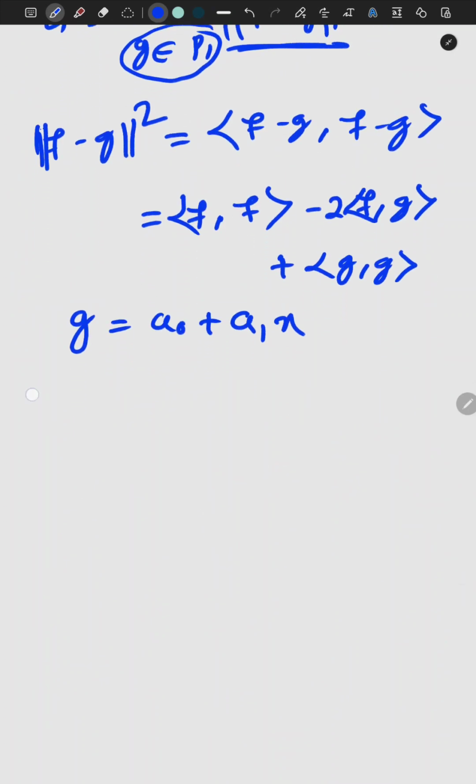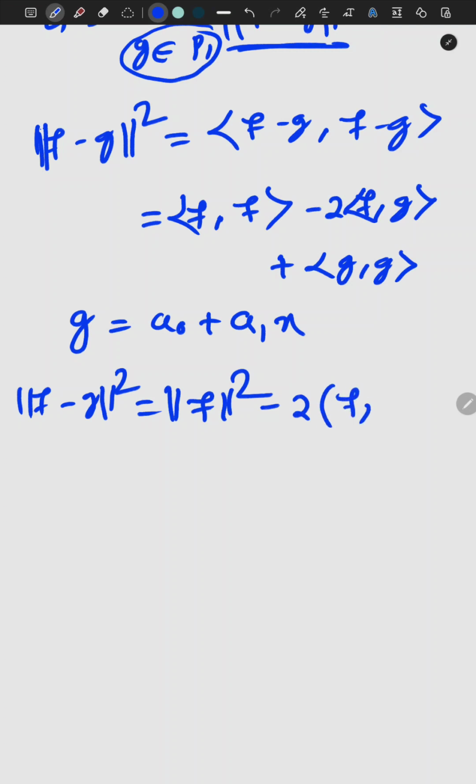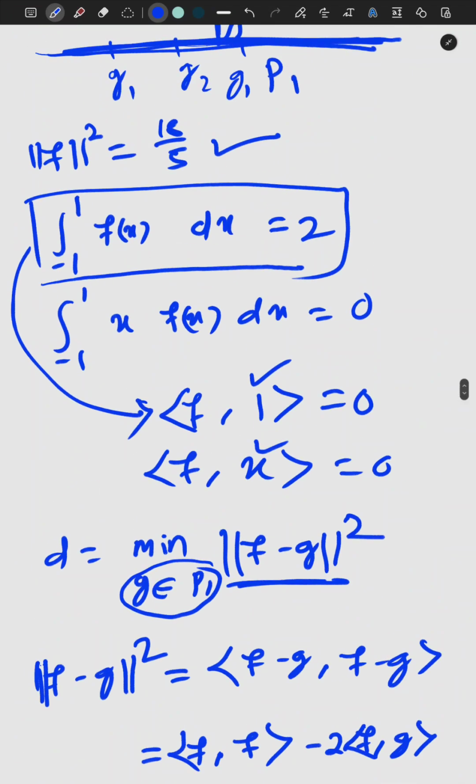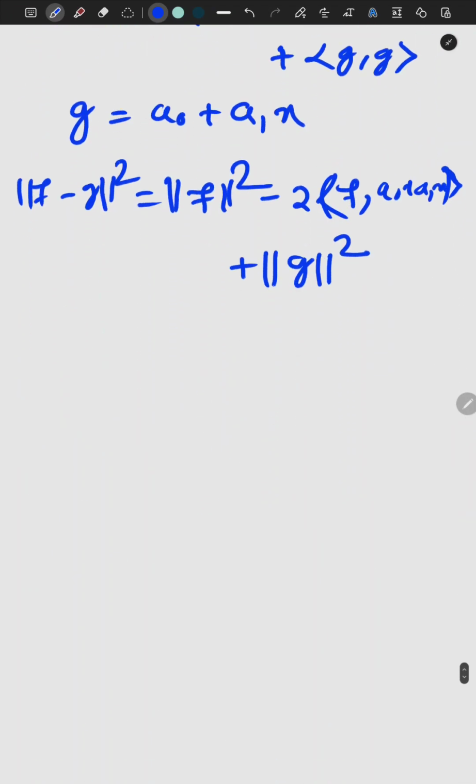So it gives the norm square of f minus g is equal to f comma f inner product, which is f norm square, and minus 2 times the inner product of f comma, if you replace g by a naught plus a1x, a naught plus a1x. These are inner products, not brackets. And it gives plus g norm square; g comma g inner product is g norm square, okay. And in our question, what is given? That f norm square is 18 by 5, okay. So it gives 18 by 5.